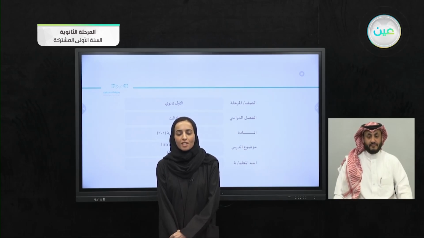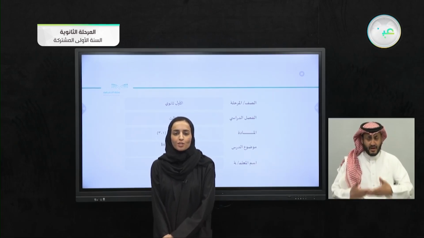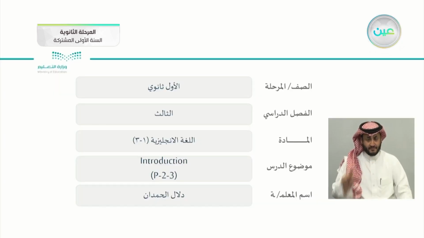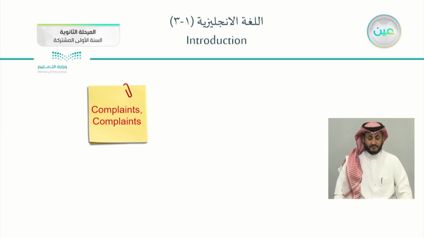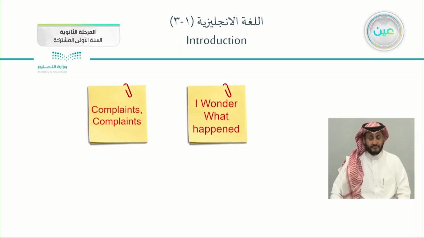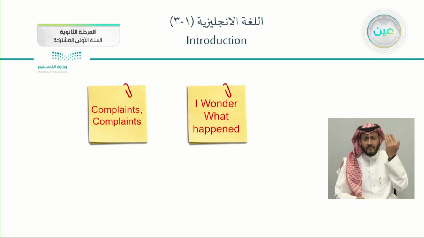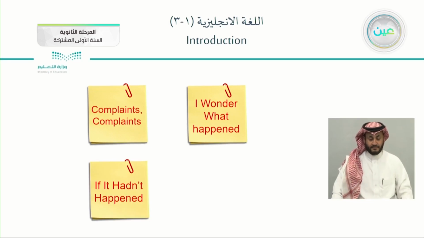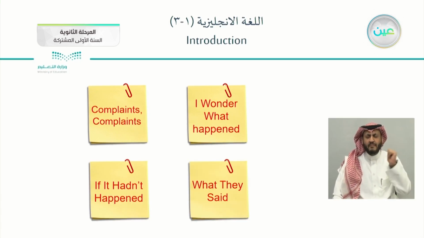In our lesson today, we'll take the introduction part in your books, page 2 and 3. Okay. In this semester, we're going to have 4 units. The first one is titled Complaints. The second one is about I wonder what happened. Then number 3 is about if it hadn't happened. And the last one is about what they said.